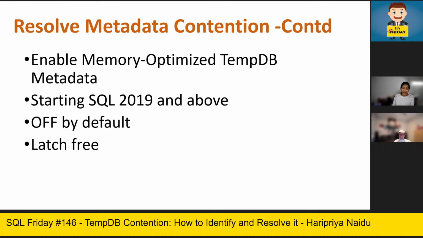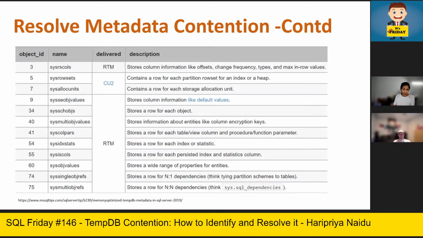And this feature is actually disabled by default. You have to turn it on manually, and for it to take effect, you have to restart the service after turning it on. Also, I said there are 12 system tables that you can see metadata contention on. This feature moves all these 12 tables to memory. It's just the system tables. This is not about user tables at all. All right, so this brings us to the end of the second type of contention, that is the metadata contention.